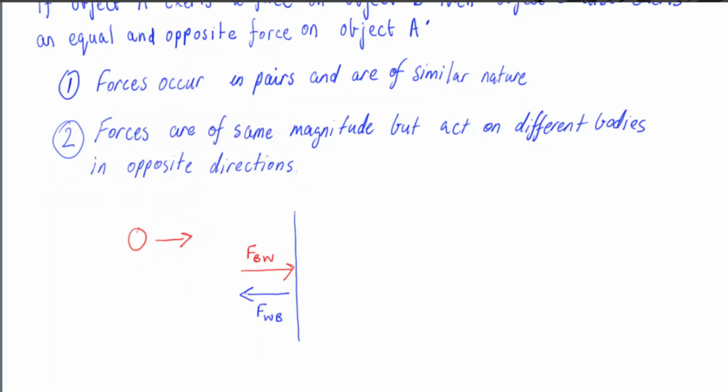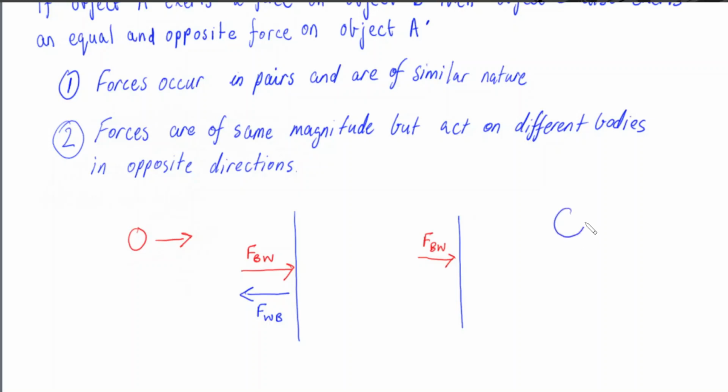So if we look at the wall itself, the only force that it's actually experiencing is the force of the ball making contact with the wall. So that's this force here. And this force here, FBW, is the one causing acceleration in the wall. Now it's true that this wall will also produce a force, but that force will not act on the wall. It will be acting on the ball.